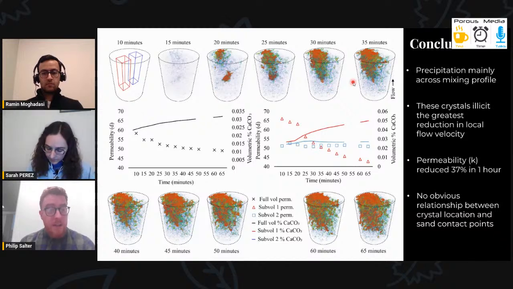By running flow simulations across both the full volume and also across these smaller subvolumes, we can see the effect on permeability as the crystals form. And what we find is that in this red subvolume, we have up to a 37% reduction in simulated permeability over a 1 hour period. But outside of this main precipitation band, we have a much lower reduction in permeability. And there was no obvious relationship between where the crystals formed and the sand contact points.